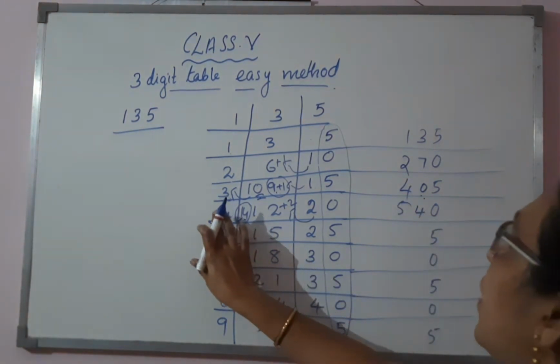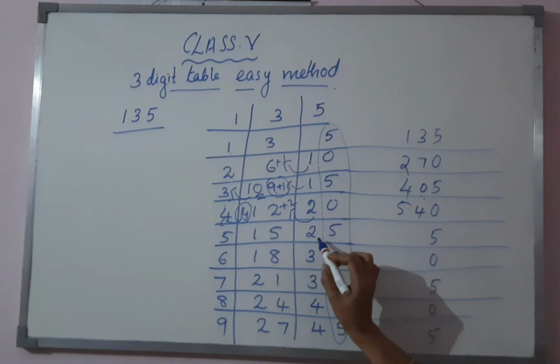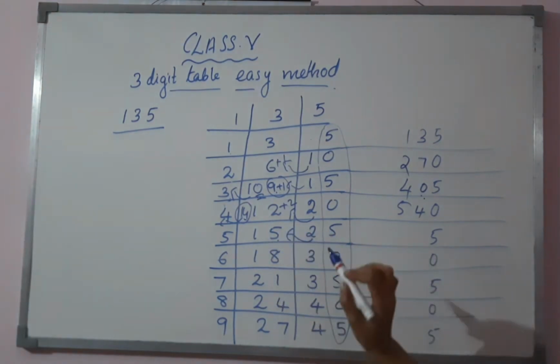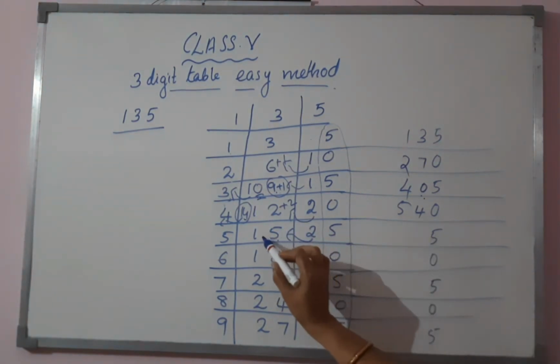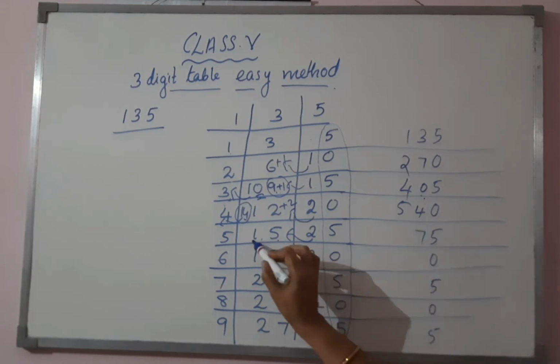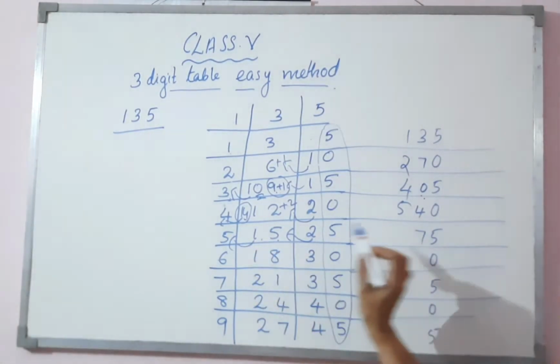Okay, now the next one. Here 2. So 15 plus 2 we are carrying here. Now I am going to write it directly. 15 plus 2, what are you getting? 17. So I am writing 7 here. This 1 I am taking here. So 5 plus 1 is 6.